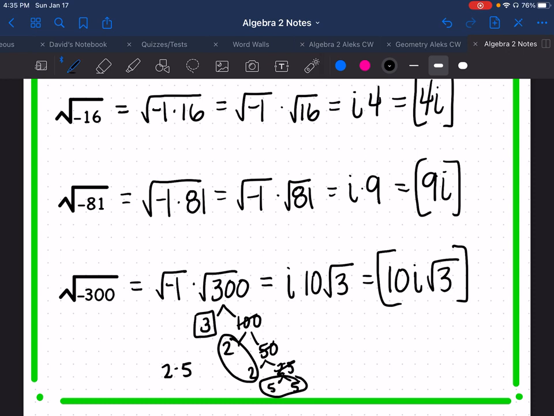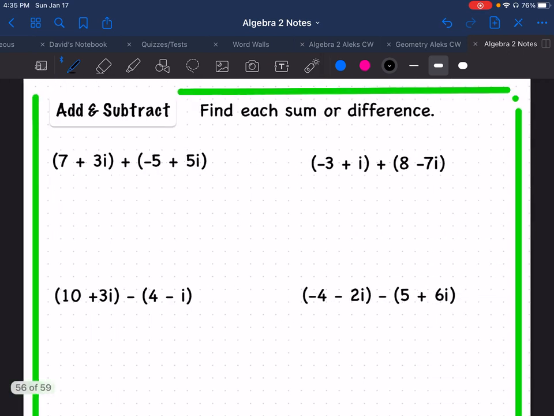All right, let's move on to adding and subtracting. So the next thing we're going to go ahead and do is we're going to add and subtract, find the sum and the difference of each one of our numbers. All we have to do is take and put the real part with the real part and the imaginary part with the imaginary part. That's all we have to do.